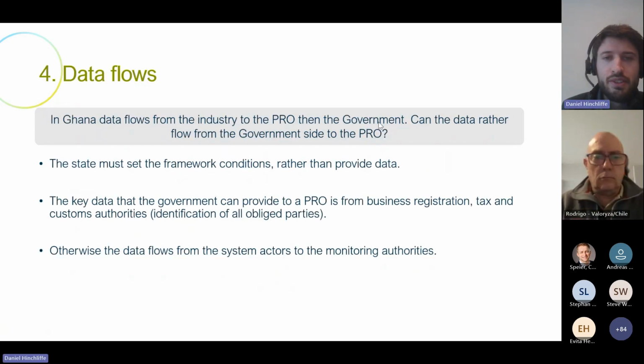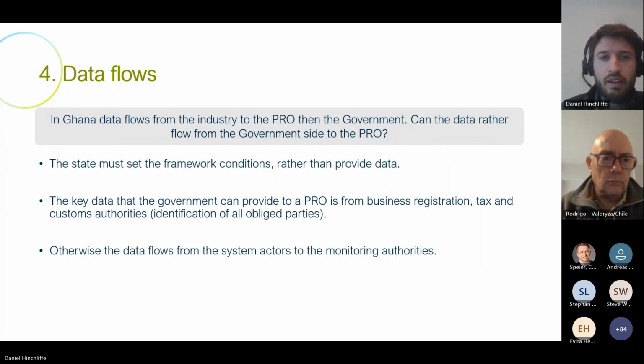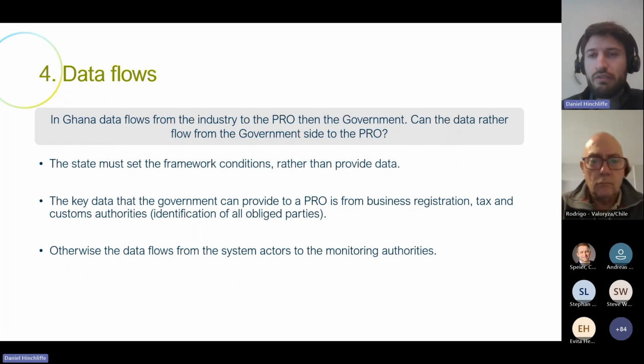Fourth question we had was the way that the data flows. Does it flow from, well, in Ghana, the data flows from the industry to the PRO and then to the government, but could it also flow the other direction? Can the data flow from the government side to the PRO?